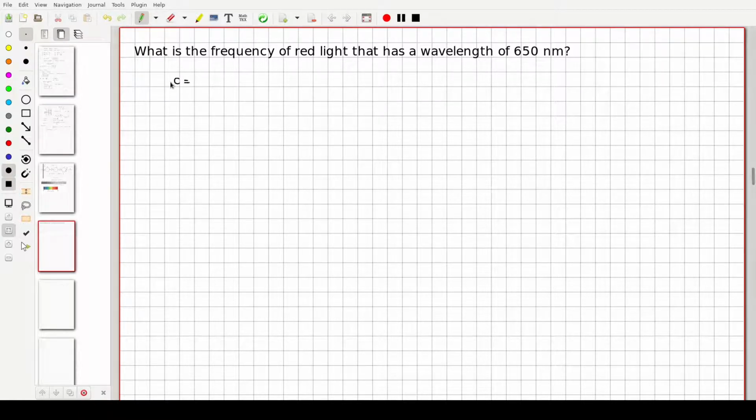So, first of all, we're going to assume that this is in a vacuum. The speed of light in a vacuum is 3 times 10 to the 8th meters per second. Now, what happens if you're not in a vacuum?